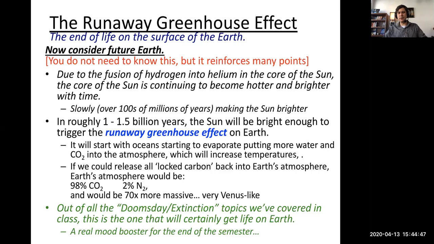Hope it's not real. Hope it doesn't ruin your mood for the end of the semester. That's kind of an interesting thing to have in your back pocket, that you actually know what the right doomsday extinction event is. It's not going to be the giant asteroid. Could be, but that's a probability thing. It's the eventual runaway greenhouse effect in about 1.5 billion years.